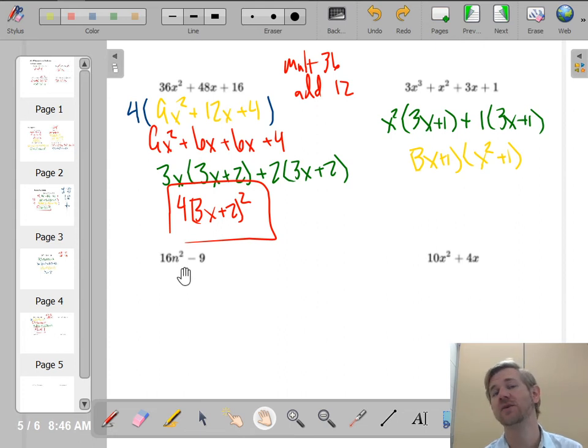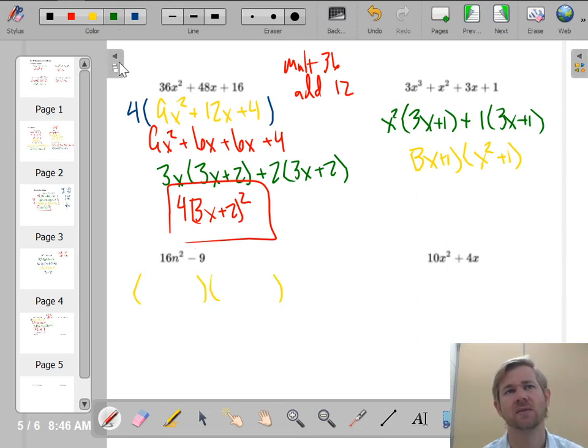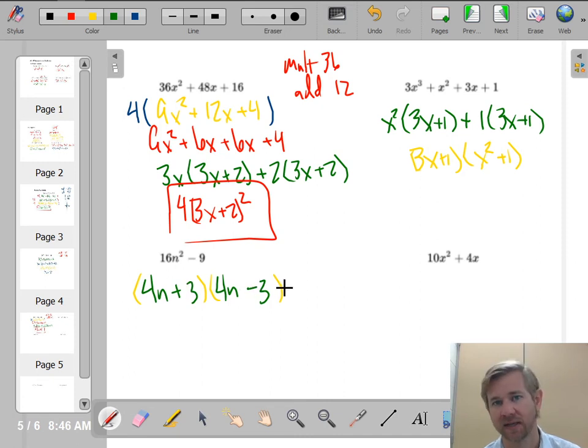All right, second one has 2 terms. So this one's kind of a trick. You might remember that this is sort of like a square root game, like the square root of 16n squared. The square root of 16 is 4, and the square root of n squared is n. So it's going to be 4n. The square root of 9 is 3. And this is called a difference of 2 squares, because these are both perfect squares.